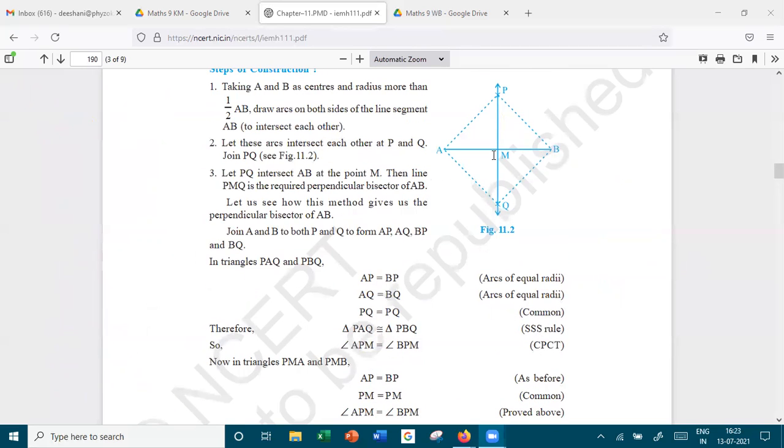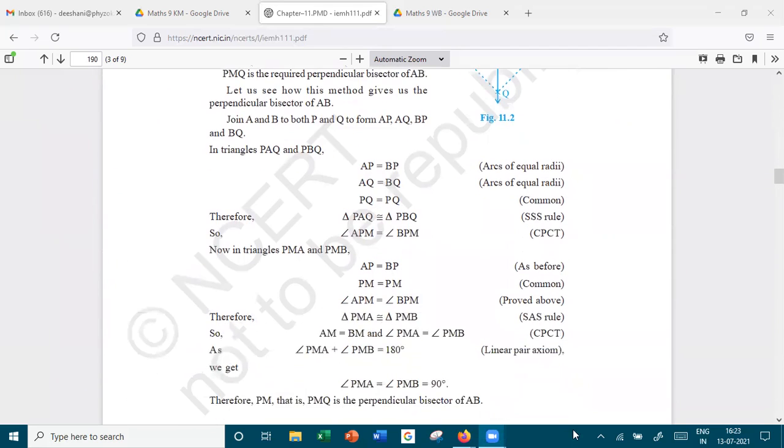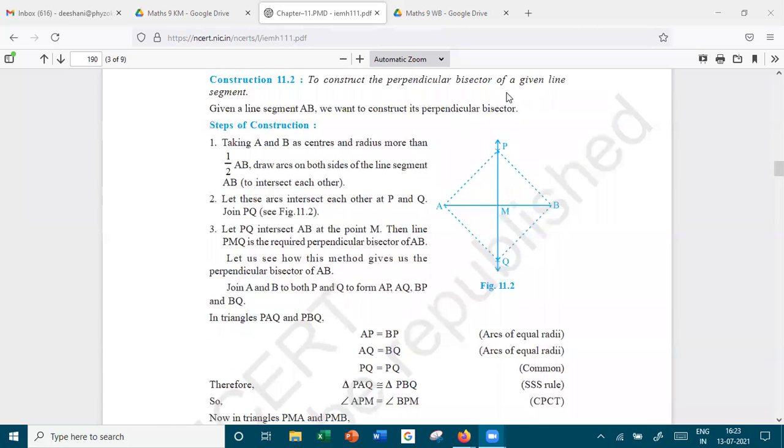So let me show you once again, right? This angle is the same, and this is common, right? So it becomes side, this is your angle, and this is your side. By SAS, again you prove that those two triangles are congruent, and again by using CPCT, you get AM is equal to BM, and this angle is equal to this angle. Let me not make it 90 degrees, right?